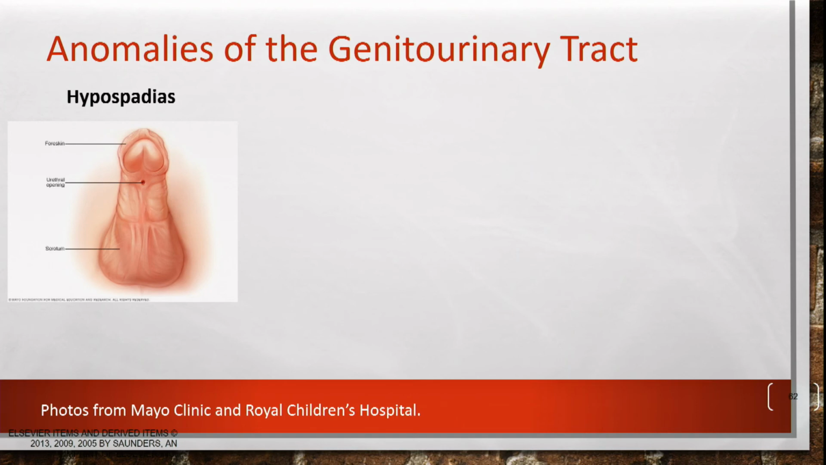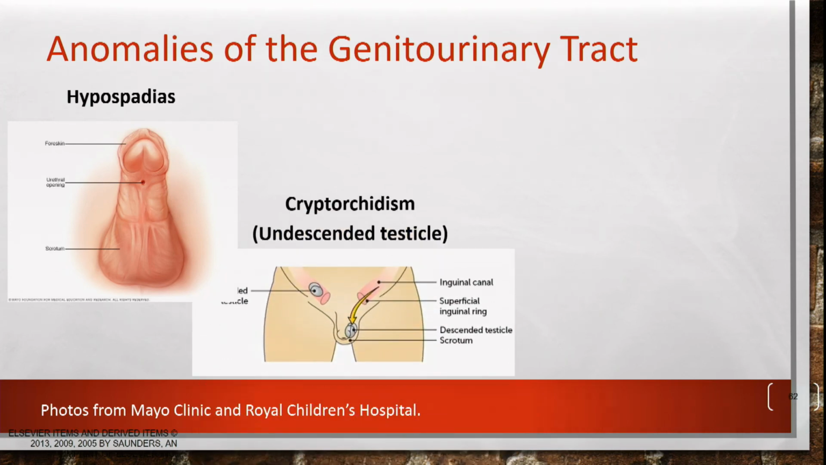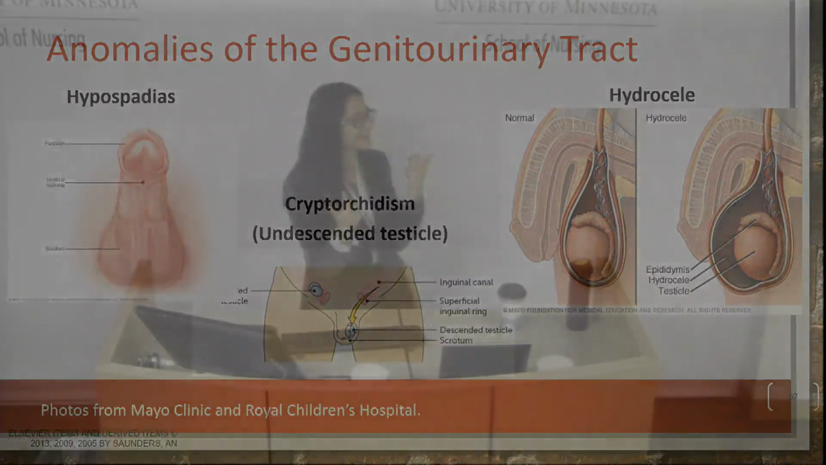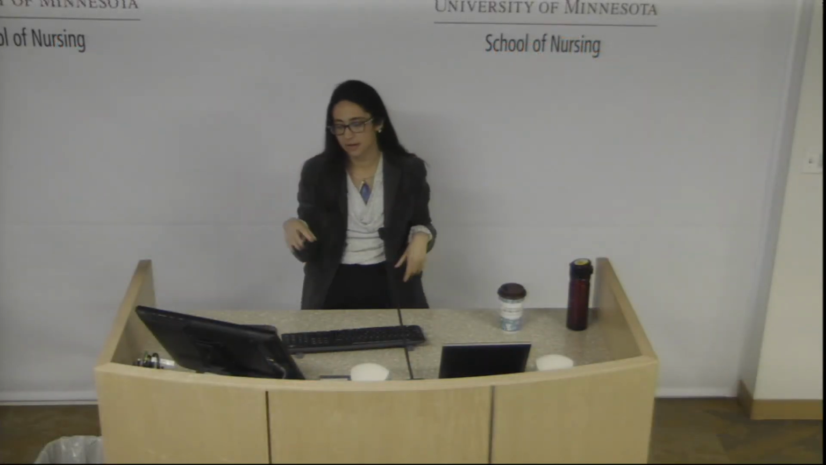There are a number of anomalies that I'm going to go through with pictures here that can occur of the GU tract. You can have hypospadias, and that's a problem with where the hole is on the penis, essentially. You can see here it's in a little bit of a different spot. It's on the ventral shaft. You can imagine that this might affect the way that urine exits, especially if it's a very narrow hole. That can actually lead to reflux and lead to other issues with the kidneys by backing up urine.